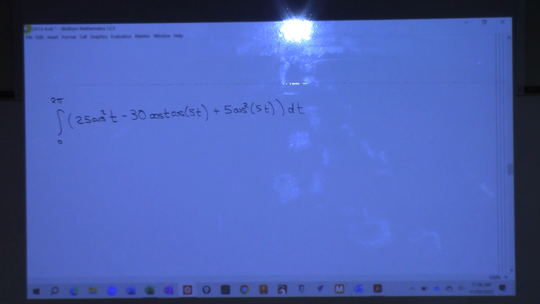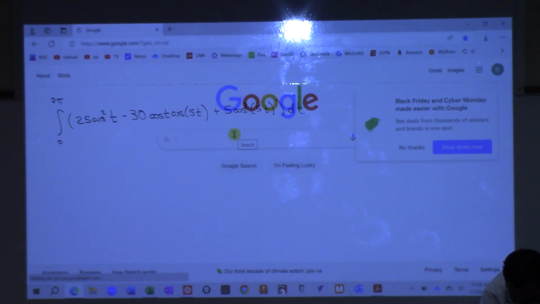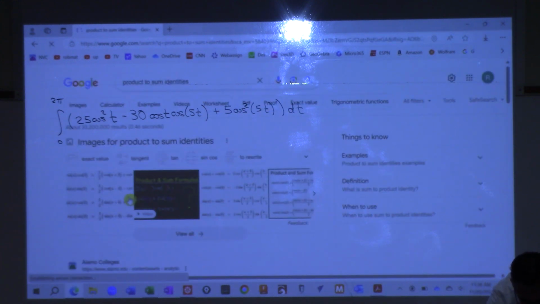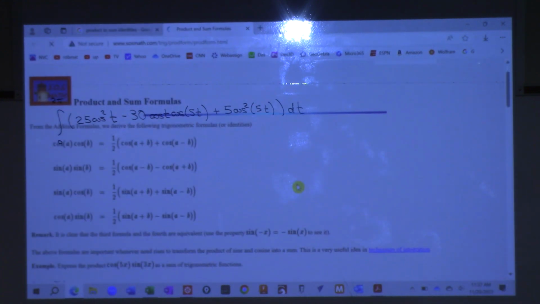So back in pre-cal, we had these formulas that you don't cover, like, 1 day, 10 minutes maybe, and they're called product to sum formulas. Now they're on your formula sheets, okay? But what I'm going to do is product to sum identities. Let me just bring it up. Here they are. Can y'all see these?